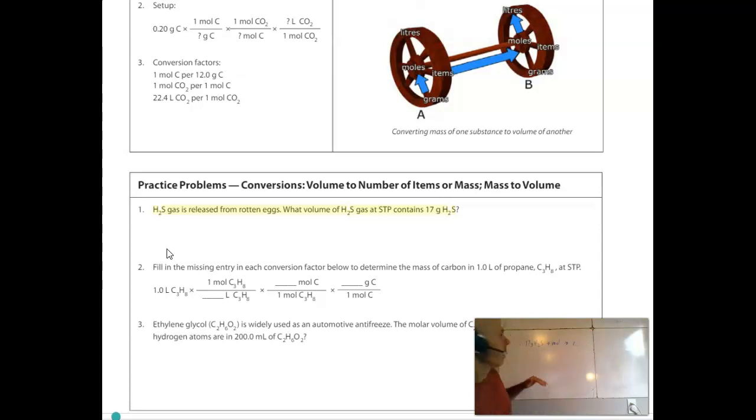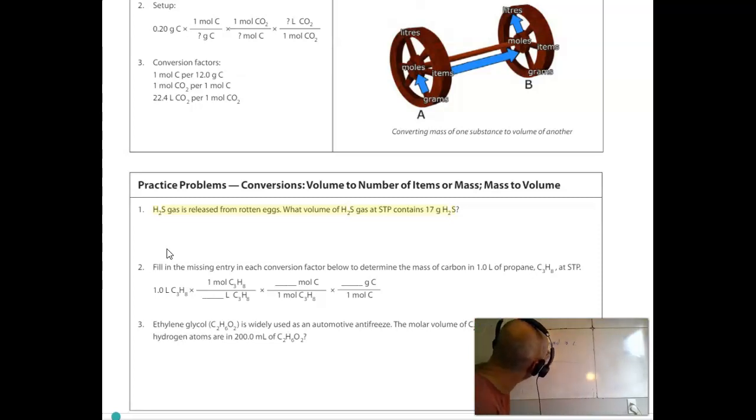So I've decided in advance that I know I need to go from grams to moles, because I've always got to go through moles, and then I'll go from moles to liters. And I'm using blue now, in anticipation of looking forward to sitting down and watching a little Seahawks. 17 grams of H2S on the top, 1 on the bottom, so I'm not tempted to write anything else there.